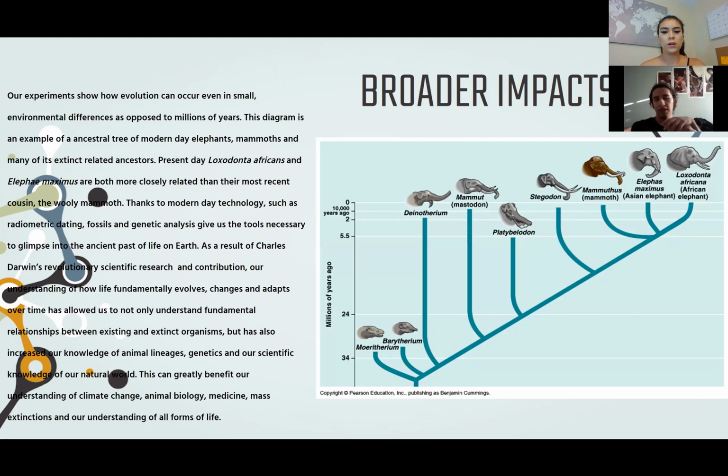Understanding how life fundamentally evolves, changes, and adapts over time has not only allowed us to understand how animals have adapted, and how life has changed over itself, it has increased our knowledge of genetics, our scientific knowledge of the natural world. This can greatly benefit our understanding of animal lineages, genetics of animals, our genetics, where we come from, our evolutionary history, animal biology, medicine, climate change, even mass extinctions, and it better understands how we view life now.